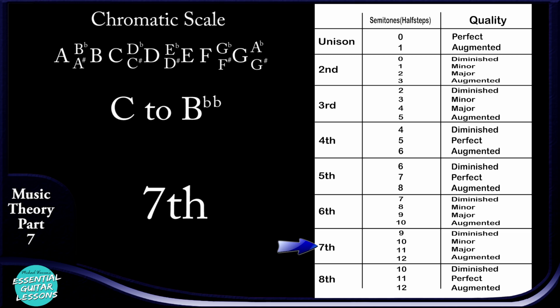So we're counting from C to A. And this time we have 9 semitones there. C to B double flat, and if we look at our chart, 9 semitones for a seventh is diminished. So we'd have a diminished seventh there. So C to B double flat would be a diminished seventh interval.